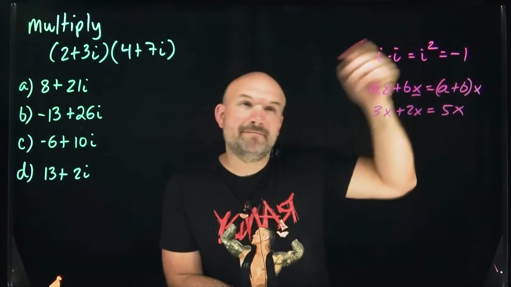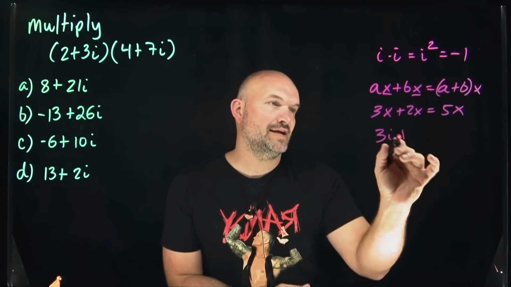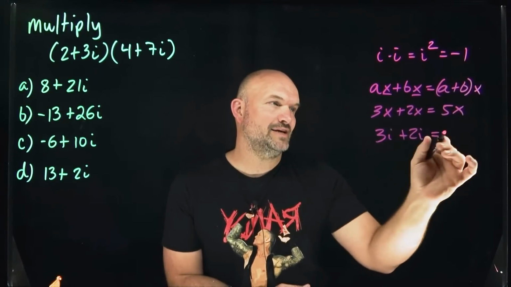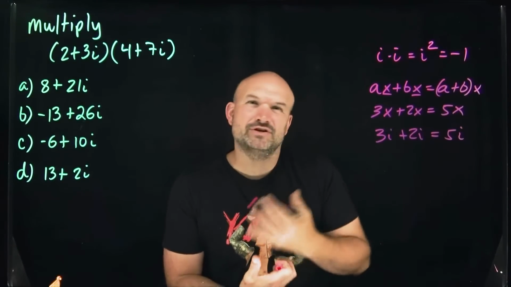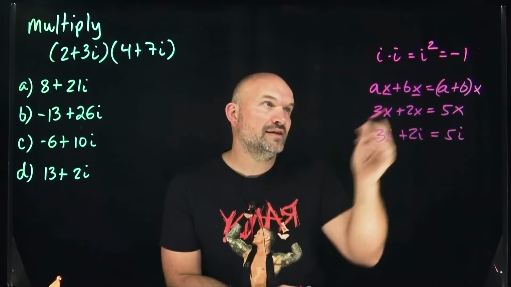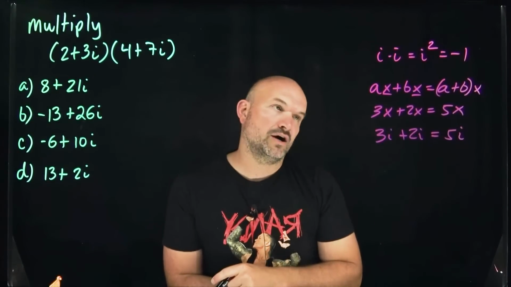Now, when we're combining our imaginary units, we're going to apply the same process. So if I had 3i plus 2i, that is going to equal 5i. Okay, so just remember, just kind of treat the i's, even though they don't represent a variable, they represent the imaginary unit, but our operations with them are just going to be like our variables.